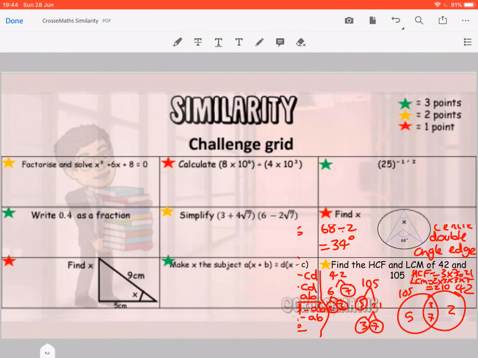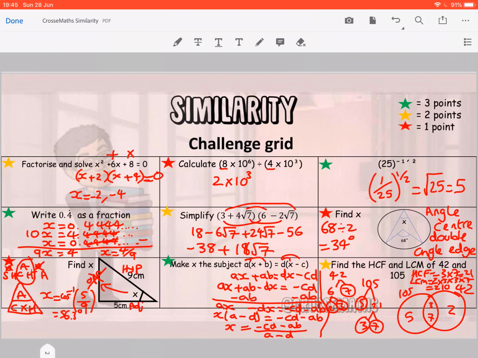Right guys, so hopefully you've got all those written down. Okay, mark whatever you've done so far. Hopefully you got somewhere around 12 to 15 correct. If you're honest with yourself, that's really, really good. And that's where you should be about in higher tier.